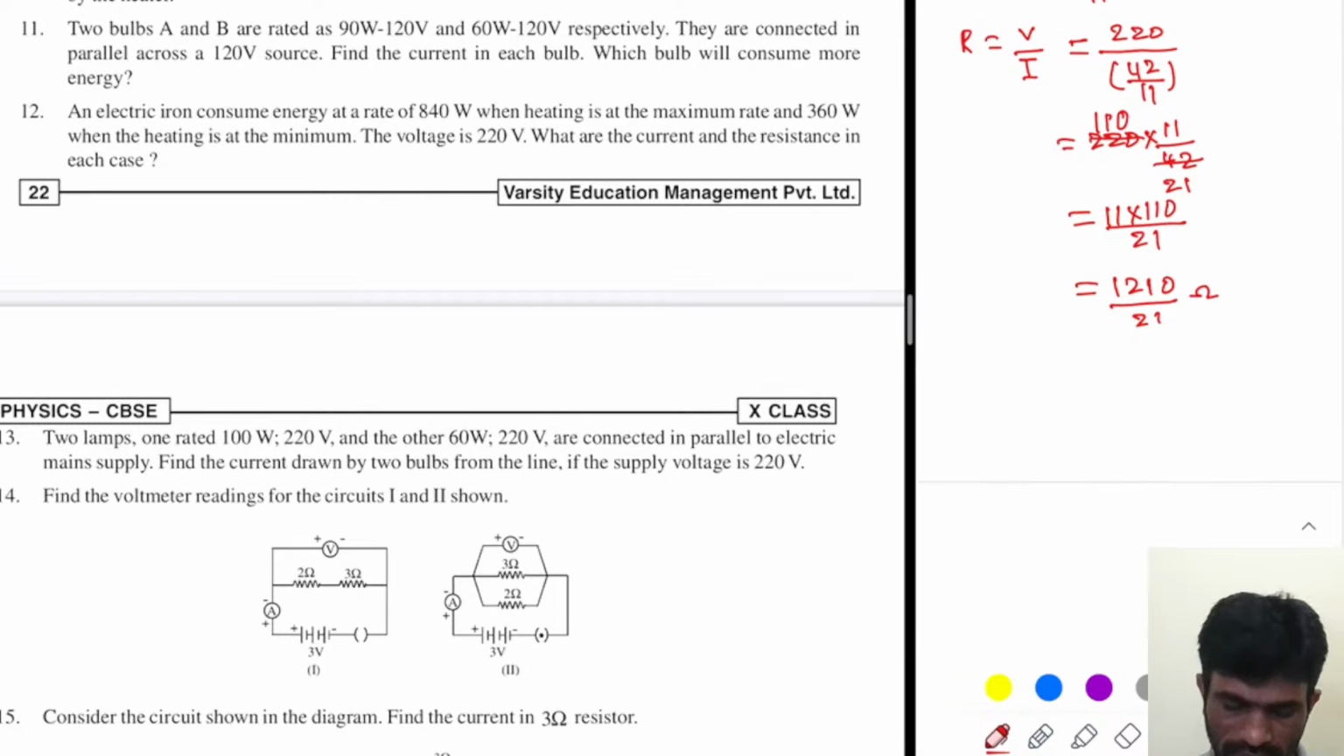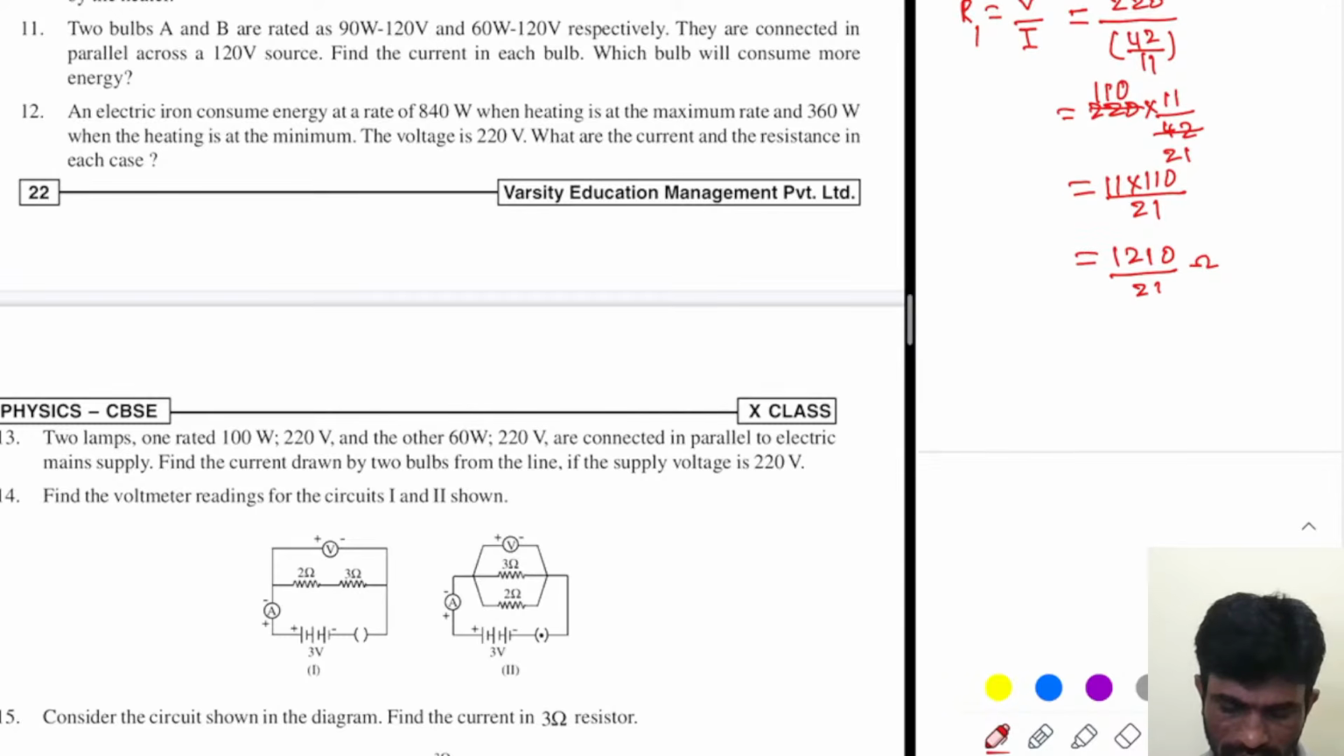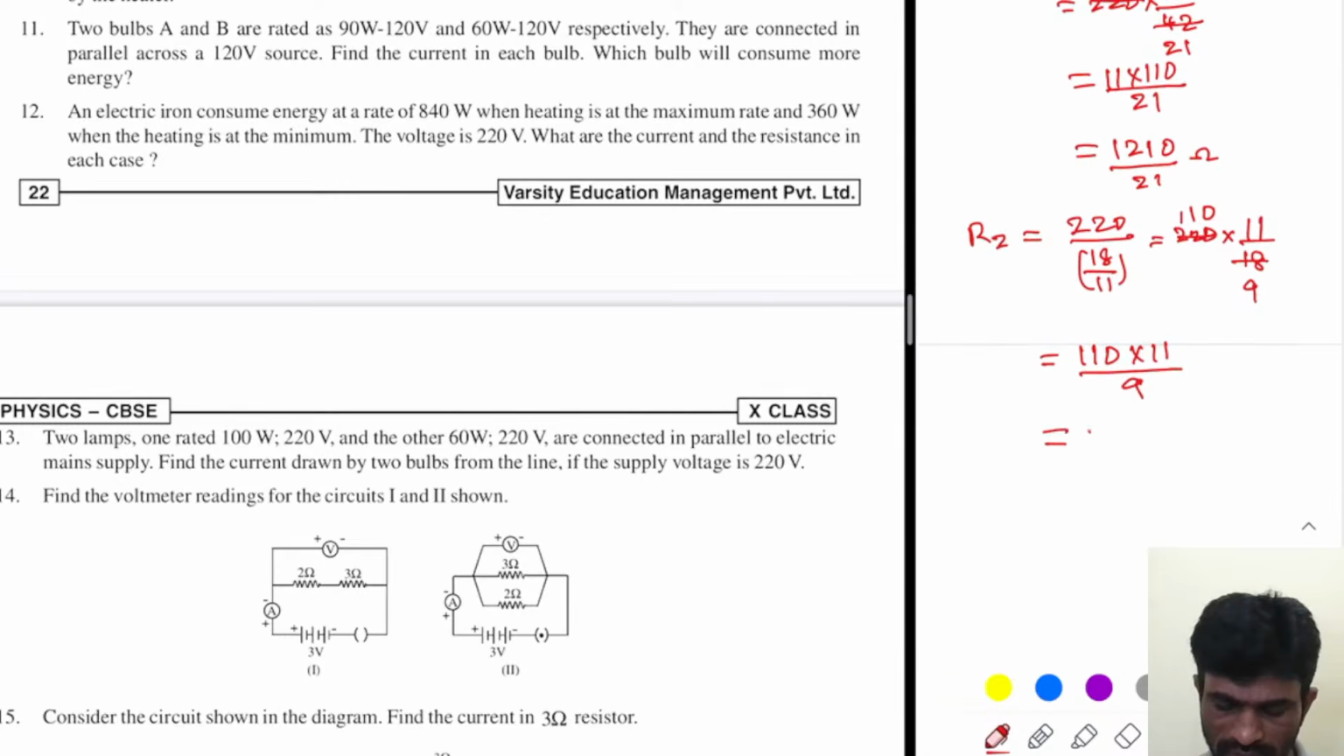Even in the second case, it works the same way. R2 is equal to 220 by, in the second case, 18 by 11. So it will become 220 into 11 by 18. After cancellation, 2 nines are 18, 2 110s are 220. So again it is 110 into 11 by 9. So we can also write it as 1210 by 9 ohms, R2.